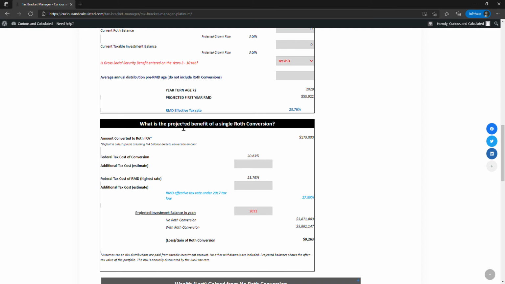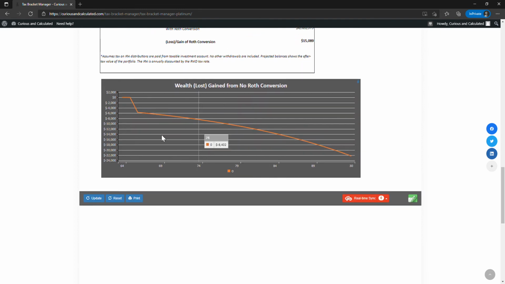So if we look here, what is the projected benefit of doing this one-time Roth conversion? If we do a $173,000 conversion, we're expected to get our $173,000 back plus $9,200. That may not be a lot in some people's eyes, but that's in 10 years. So we can change this to say, what is it in 20 years? $15,000. And we can just follow this chart here to see over time what is the cost of not doing a conversion if we chose not to.